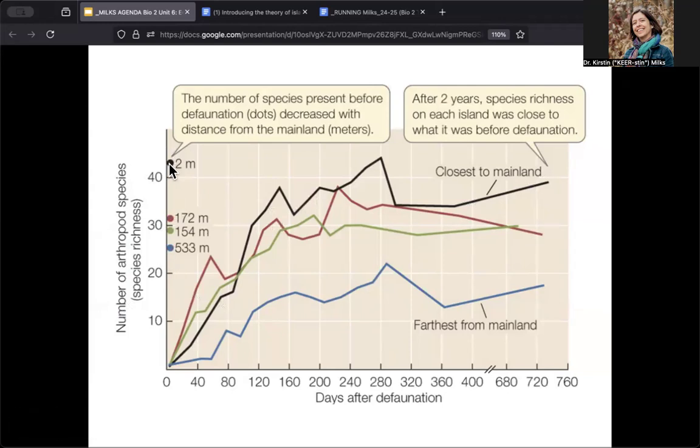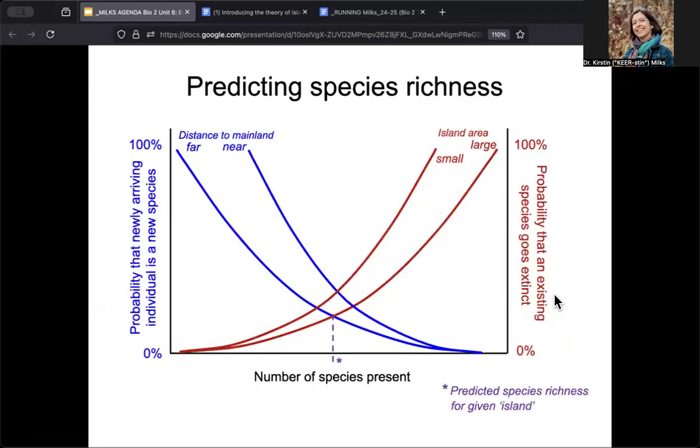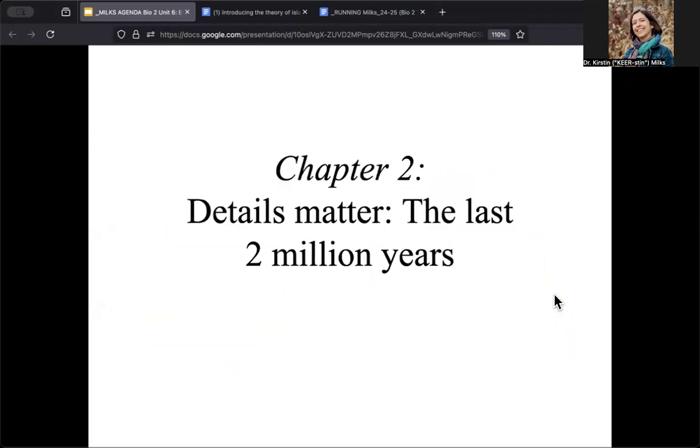And it turns out that although species richness doesn't always get to where it was before in these experiments, which went on for several years, you can see that the one that was farthest from the mainland did end up being the least rich afterwards. So people have done experiments like this. We would never fumigate an island now, but we have, and it turns out that this holds true.